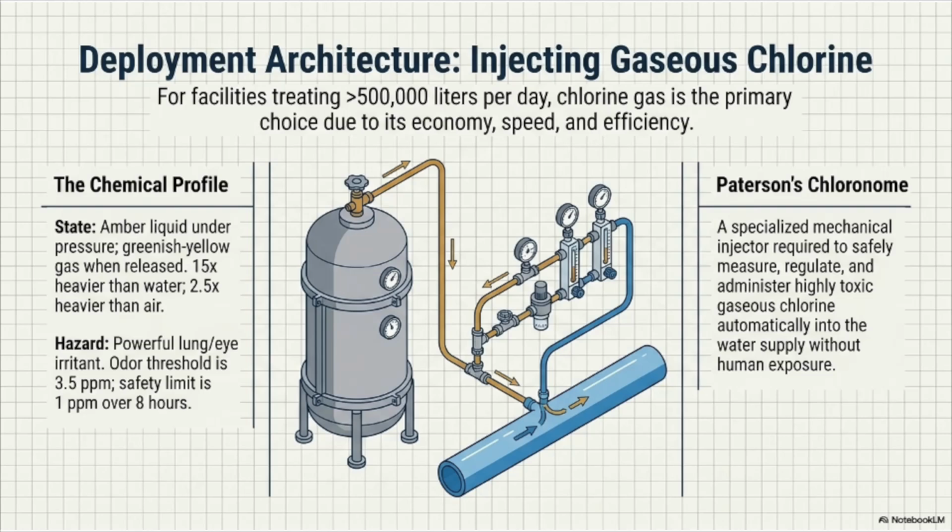It is a powerful lung and eye irritant with an odor threshold of 3.5 parts per million and a safety limit of 1 part per million over 8 hours. To handle this safely, a specialized mechanical injector known as Patterson's chloronome is required to measure, regulate, and administer this highly toxic gaseous chlorine automatically into the water supply without human exposure.